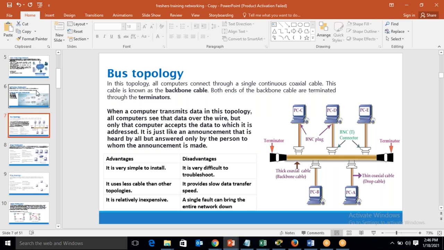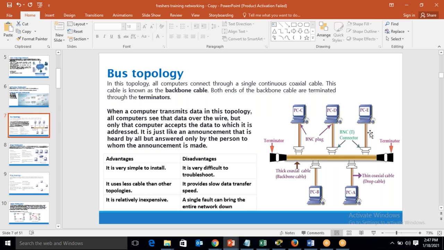Now when a computer transmits data in this topology, all computers see that data over the wire. For example, you see in this figure, if I want to transfer data from PC A to PC C, through the IP address I will move my data like this. Other than PC C, all the PCs such as PC B, PC E, and PC D can also see that the data is traveling from A to C, whereas only PC C, the destination PC, will respond. That is, it will receive the data that is sent over the network. When a computer transmits data in the topology, all computers see that data over the wire, but only that computer accepts the data to which it is addressed. It is just like an announcement that is heard by all, but answered by the person to whom the announcement is made. Basically it works like that.